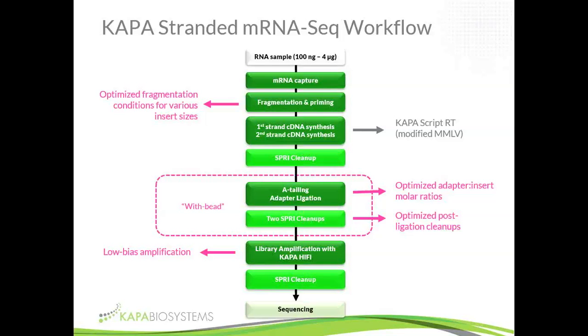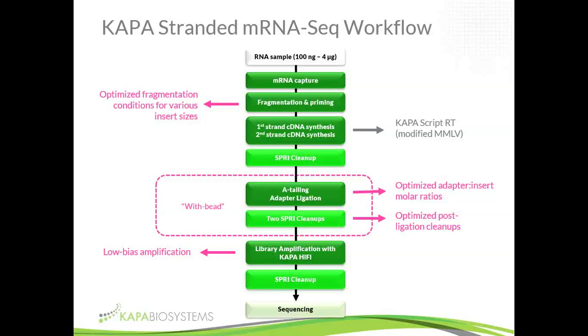Moving on with the library preparation portion, we again make use of the with-bead protocol. This means that each of the enzymatic steps is performed in the presence of AMPure beads. The benefits of a with-bead workflow include improved DNA recovery. It accommodates DNA inputs down to 100 nanograms or less. It reduces the cost of SPRI beads by 60% and also results in higher yields of adapter ligated library molecules.